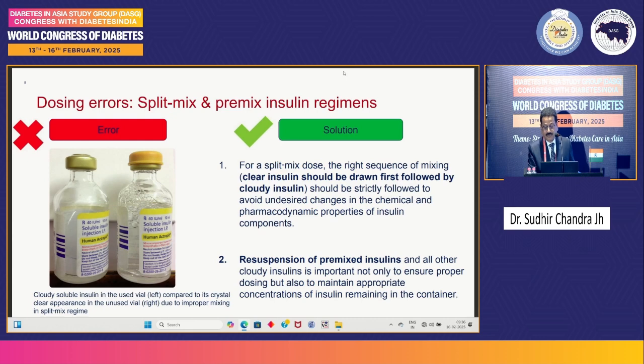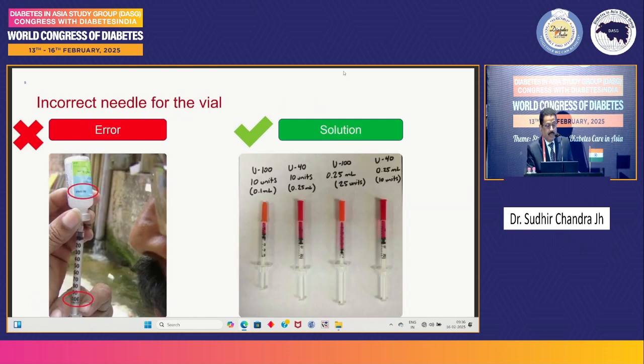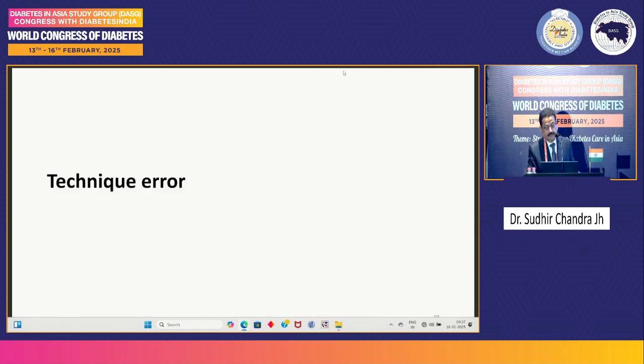Resuspension of pre-mixed insulin and all other cloudy insulin is important, not only to ensure proper dosing but also to maintain appropriate concentration of insulin remaining in the container. Clear insulin should be drawn first, followed by cloudy insulin. Now, incorrect needle: we know a 100 unit needle is there, a 40 unit is there, and so mismatching of needles and syringes should never be done.